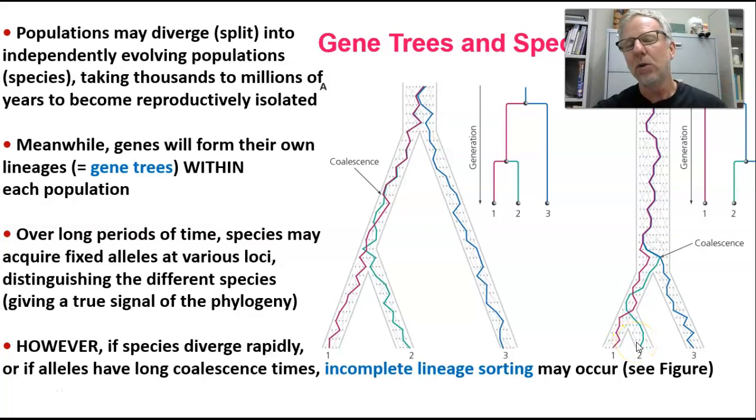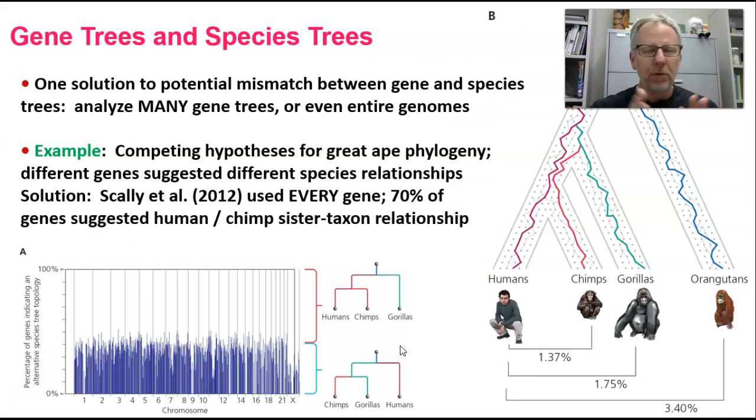And this mistake would be made because of incomplete lineage sorting. So this is an important concept to understand, that when we use gene trees to estimate species trees, there is the potential that we could make a mistake. So here we can show you an example of how incomplete lineage sorting gives rise to inaccurate species trees.